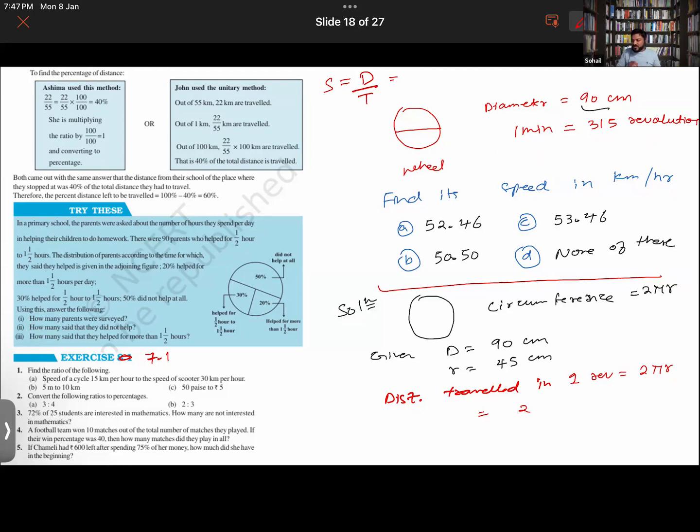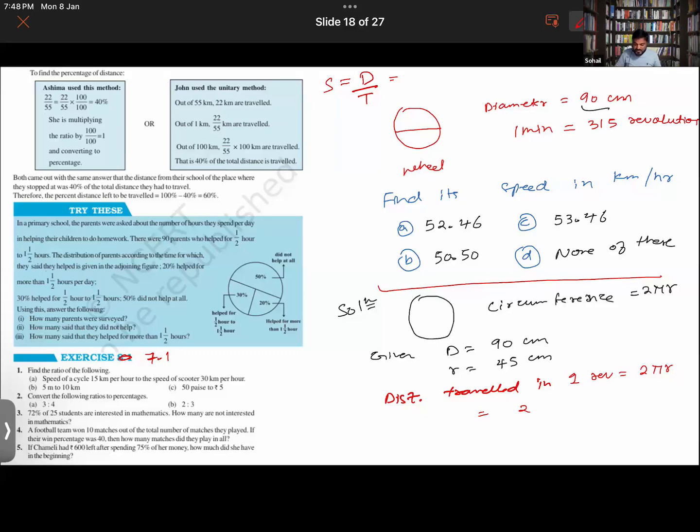Try to imagine it like this. There's a wheel that is making 315 revolutions like this. So it will be covering some distance. And when it is doing 315 revolutions, it will be covering that particular distance in 1 minute. This is given in the question. Everyone clear so far?